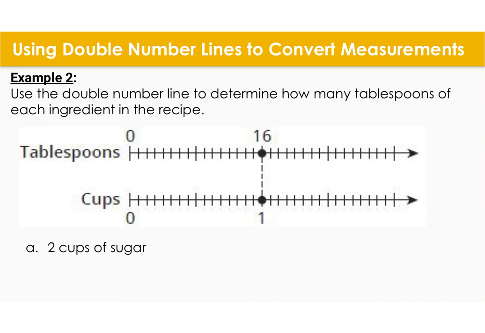And we're going to convert from cups to tablespoons. So we're going to use the double number line to determine how many tablespoons of each ingredient in the recipe. So I can see on the double number line that in 1 cup there are 16 tablespoons. So if I go down here to 2 cups, how many tablespoons would there be? So 1 times 2 is 2, and 16 times 2 is 32.